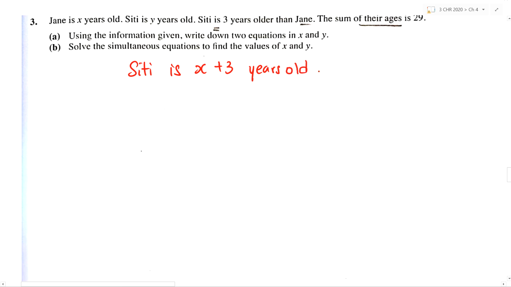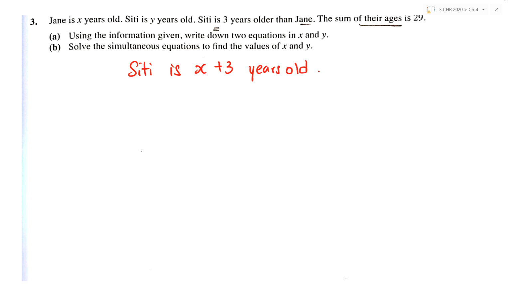Okay, do you all agree with this statement? City is X plus 3 years old. Can, right? It's just that I'm telling you I am 3 years older than Miss Irani. But you don't know Miss Irani's age. I tell you that she is X. So I am X plus 3.